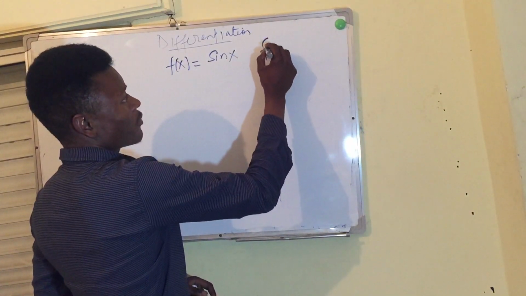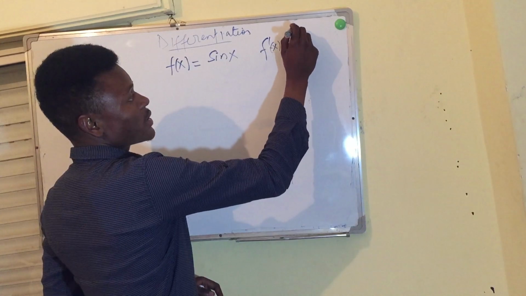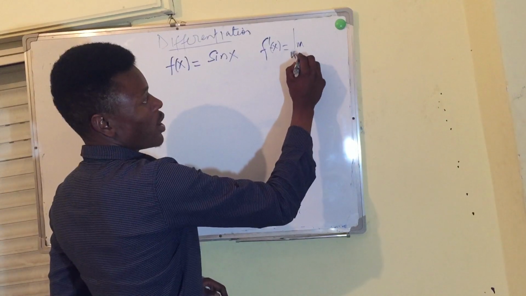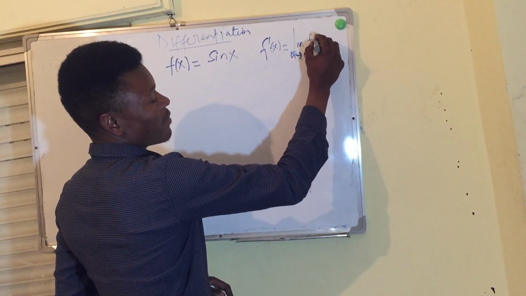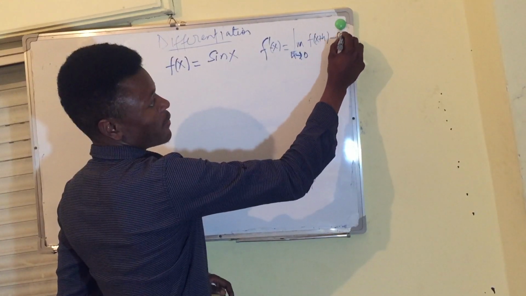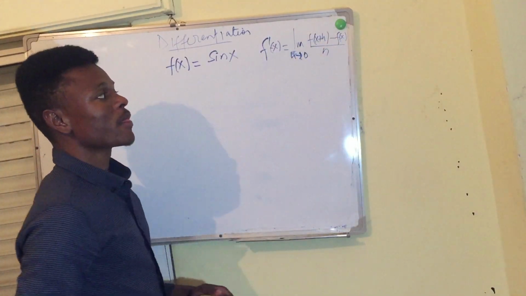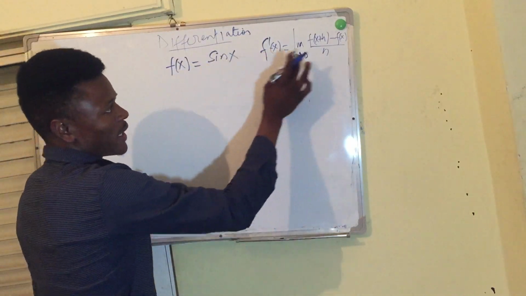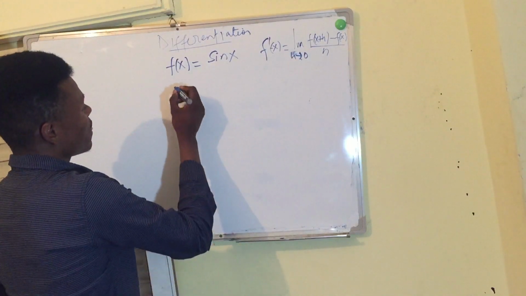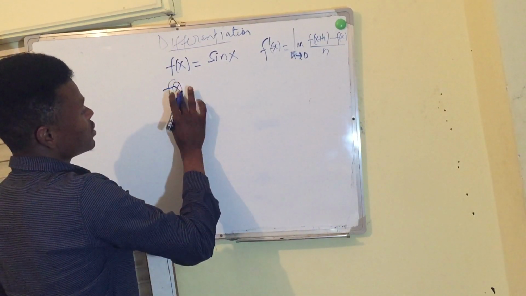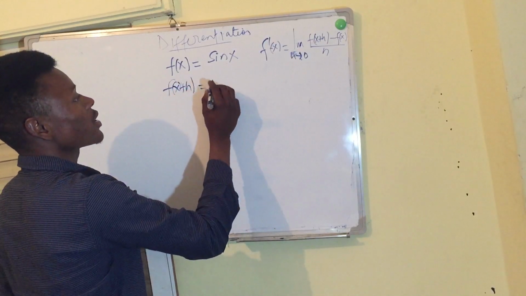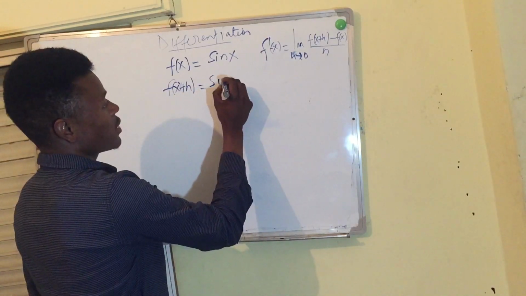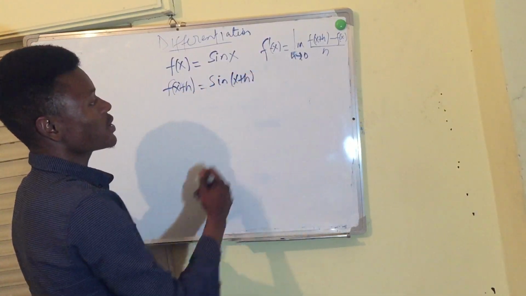Wata ce f prime of x, there's something as limit as h approaches 0, na f of x plus h minus f of x all over h. So irin wannan, menene f of x plus h? Mun dai sai f of x is sine x. What is f of x plus h? F of x plus h, sorry, I'm making this mistake. Za mu je nan ciki mu saka x plus h mu gano ta da inda x take. So this is something as sine x plus h.